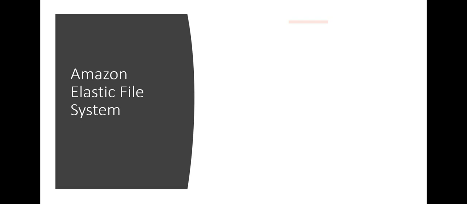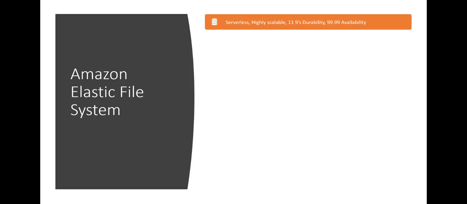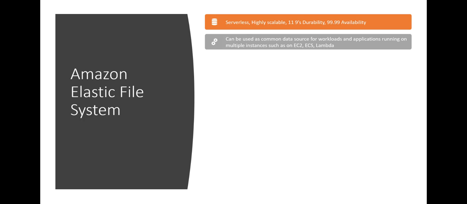So what Amazon Elastic File System is, it's a serverless, fully elastic file storage where you can share file data without pre-provisioning or managing storage capacity and performance. It is built for 11 nines durability and 99.9% availability. Now where are you going to use it?